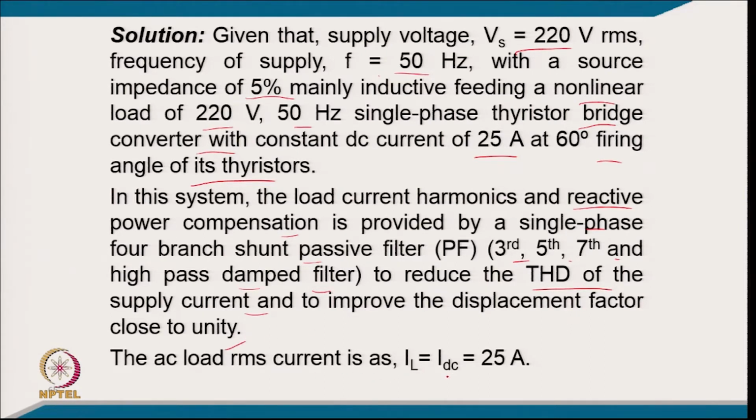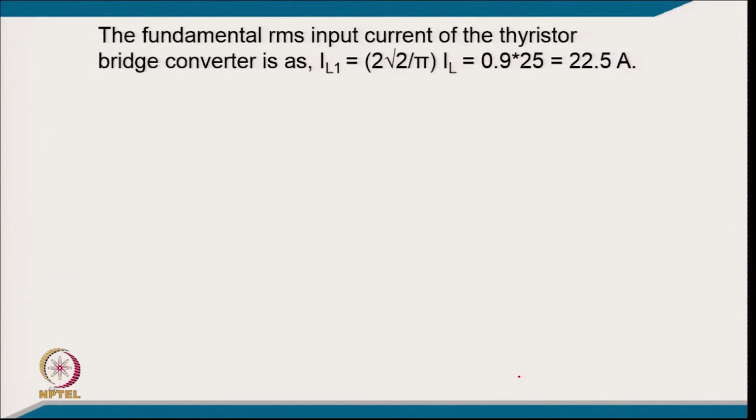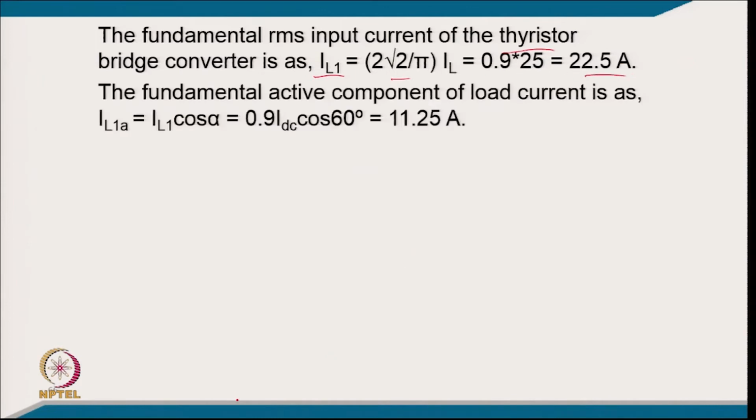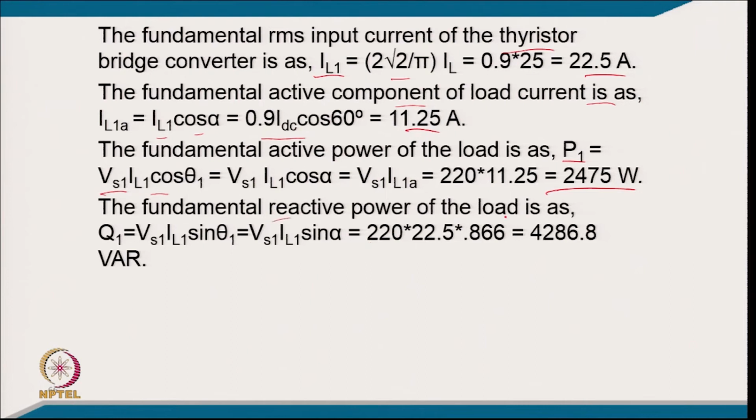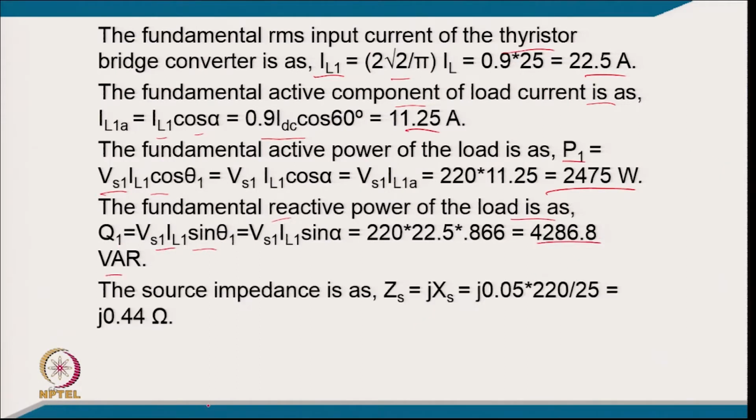And the AC load RMS current will be IL equal to IDC, that is 25 ampere, and the fundamental RMS current will be IL1 equal to root 2 upon pi times IL. So, this comes 22.5 ampere, and the fundamental active component of load current will be IL1 cos alpha. So, it comes 11.25 ampere. The fundamental active power of the load will be P1 equal to Vs1 IL1 cos theta 1. Keeping the values, it comes 2475 watt, and the fundamental reactive power of the load will be Q1 equal to Vs1 IL1 sin theta 1. So, putting in the values, it comes 4286.8 VAR, and the source impedance here is mainly inductive, jXLS.